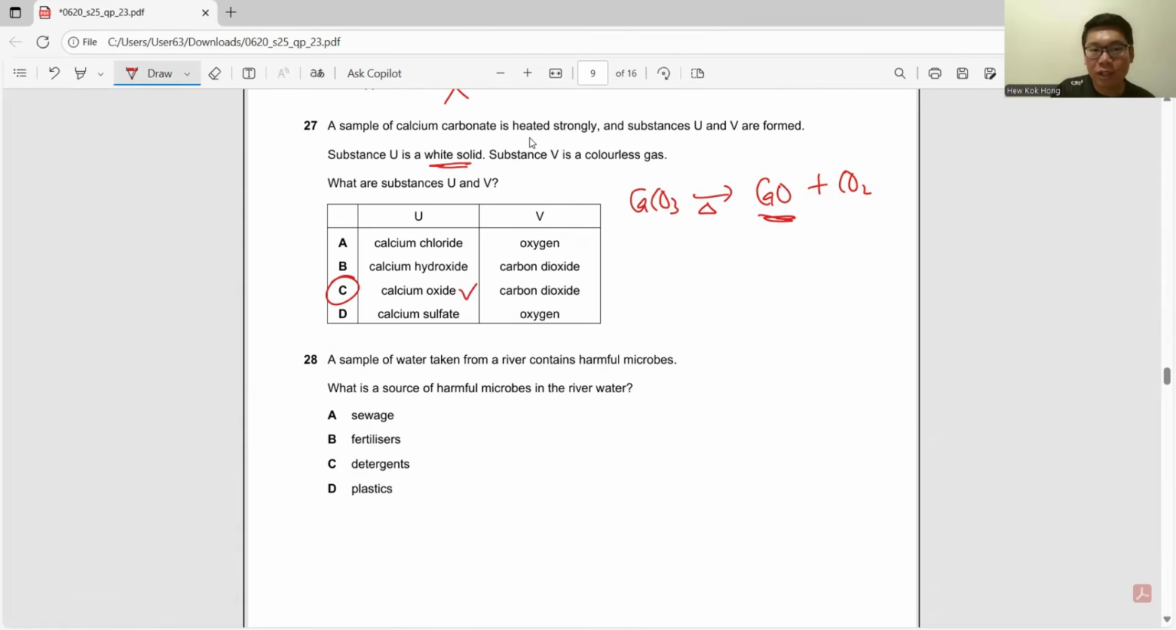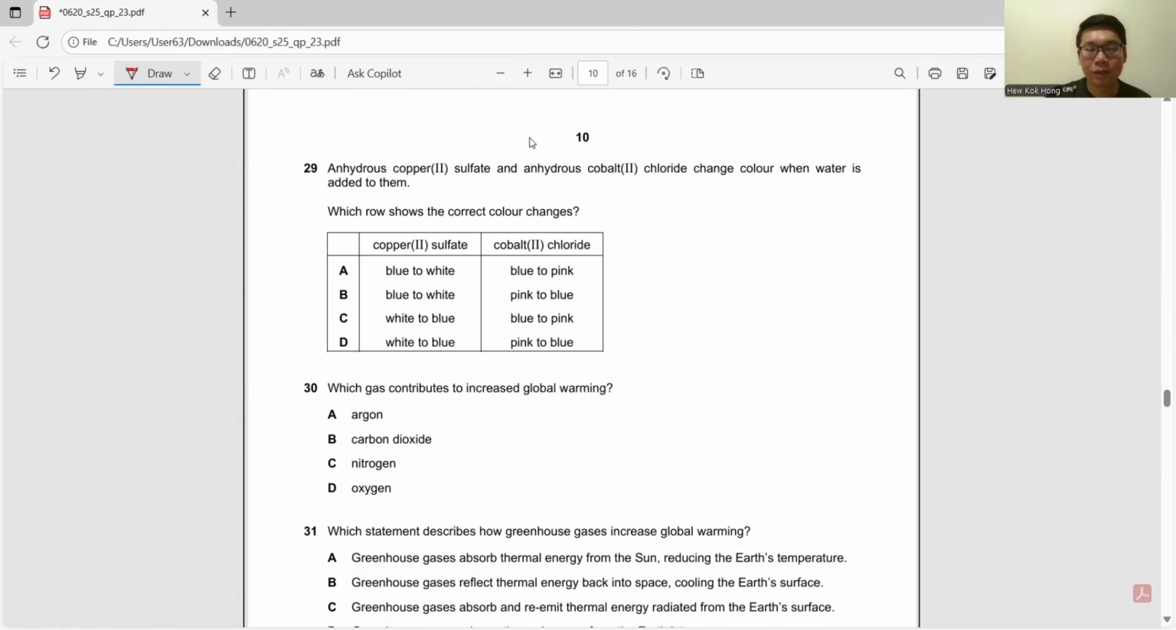28. A sample of water taken from a river contains harmful microbes. What is the source of the harmful microbes in the river water? Sewage. Sewage is from toilets and from factories. So we know toilets will generate harmful bacteria. That is correct. Fertilizer will cause algae bloom, which will cause the concentration of oxygen in the water to decrease, but it's not producing harmful microbes. Detergent and plastic are harmful, but they do not produce harmful microbes.